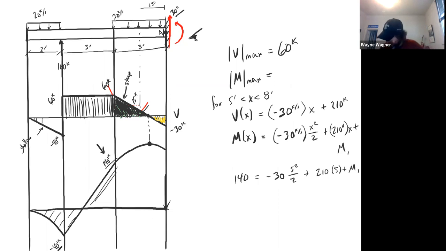So I'm gonna plug all that into my trusty dusty calculator. Negative 30 times 12.5 plus 210 times 5, that's 1050, equals that number, 675. Subtract that from 140, and we'll get 535. So M1 is negative 535 foot kips.